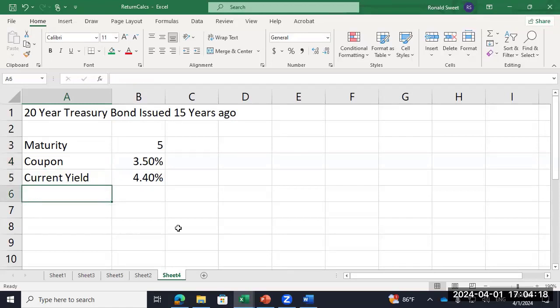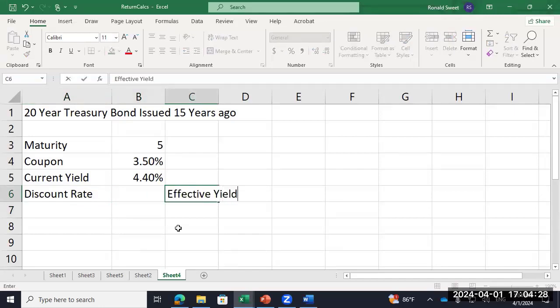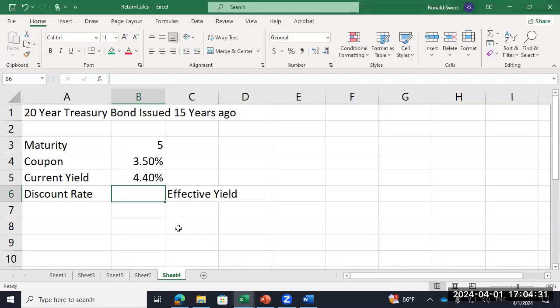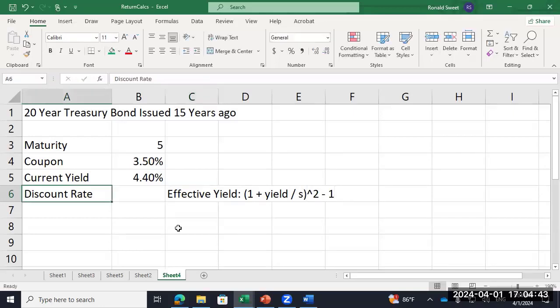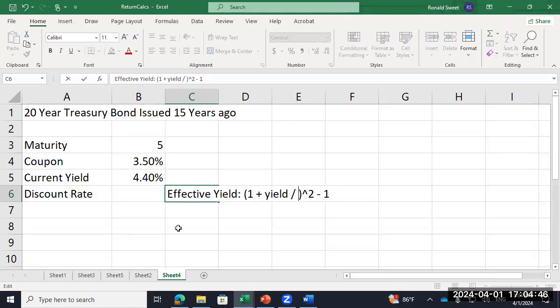Okay. Now, this bond pays twice a year. So our discount rate is also known as the effective yield. Why? Because we have to adjust for the fact that it pays twice a year. So really easy formula. The effective yield is just 1 plus the yield divided by 2, raised to the 2, minus 1. Because it pays interest twice a year, you divide the yield by 2 and square it. So essentially you're compounding an extra period.